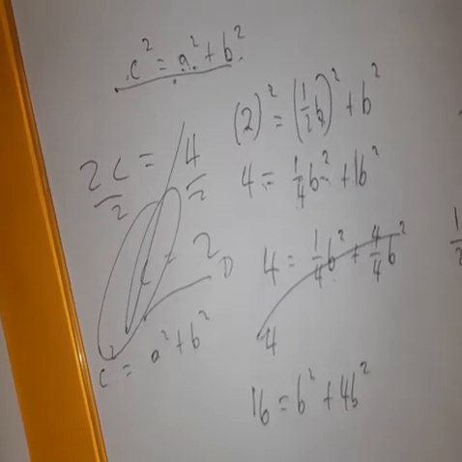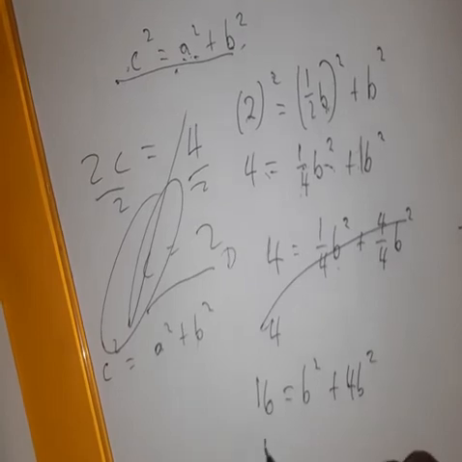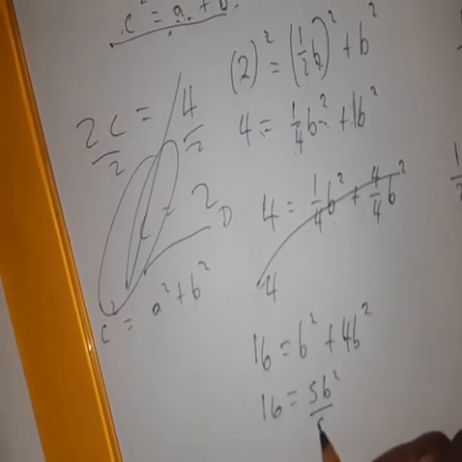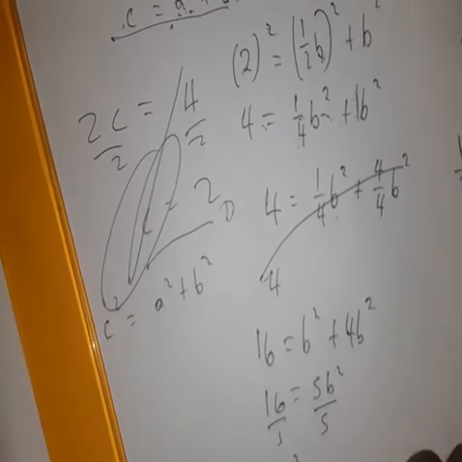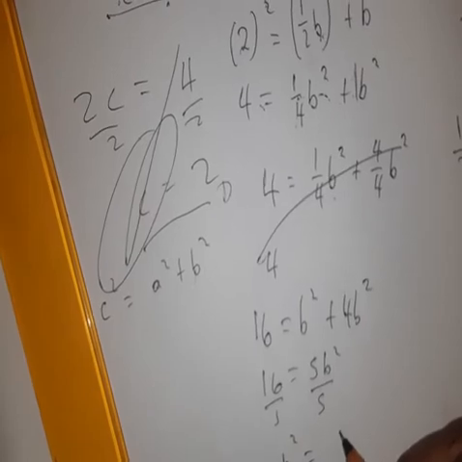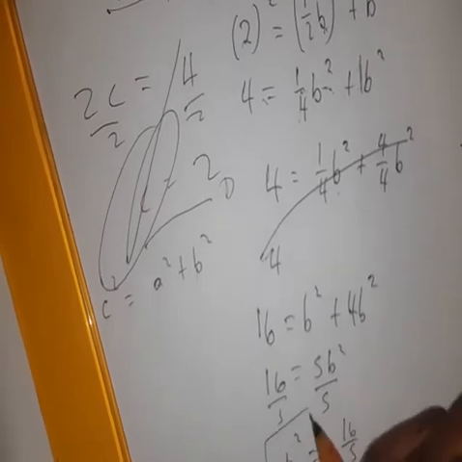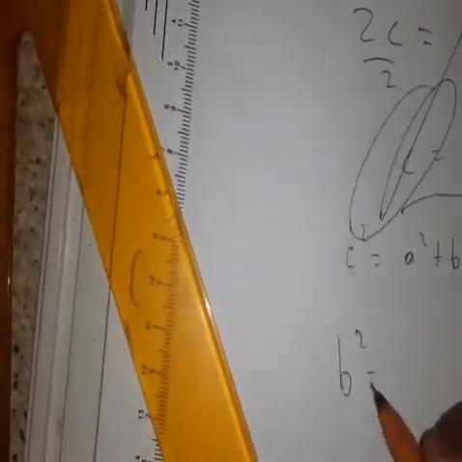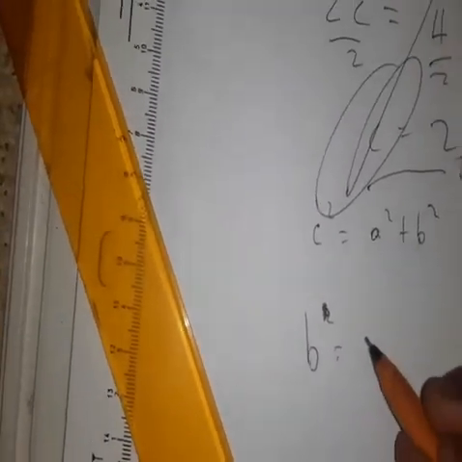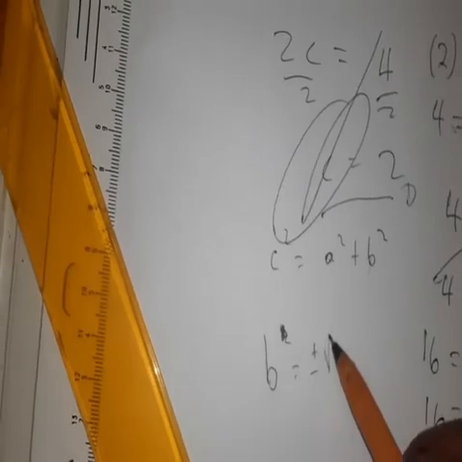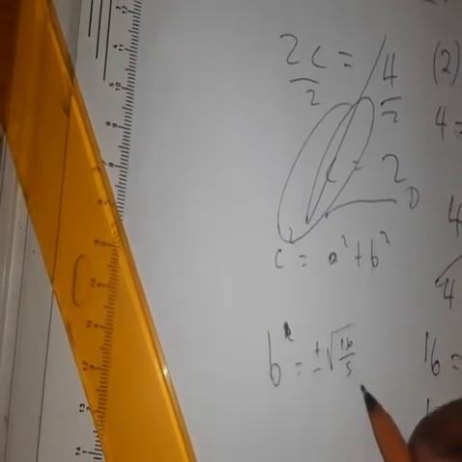So how am I going to solve this then? It's 1 and 4 here. It's going to be 5b squared. Then divided by 5, divided by 5. b squared is equal to this value, which is 16 over 5. Then square root, then b, now it's going to be plus or minus that value. So it's going to be plus or minus the square root of 16 over 5.